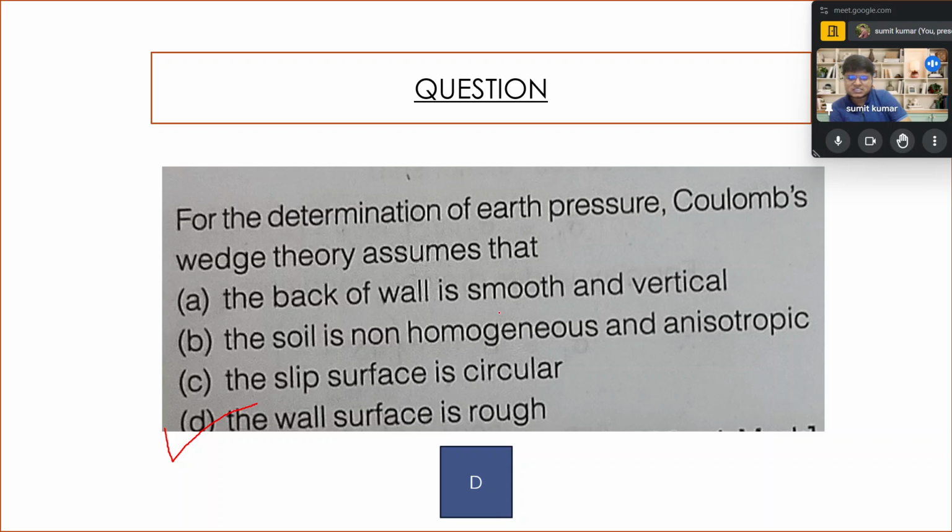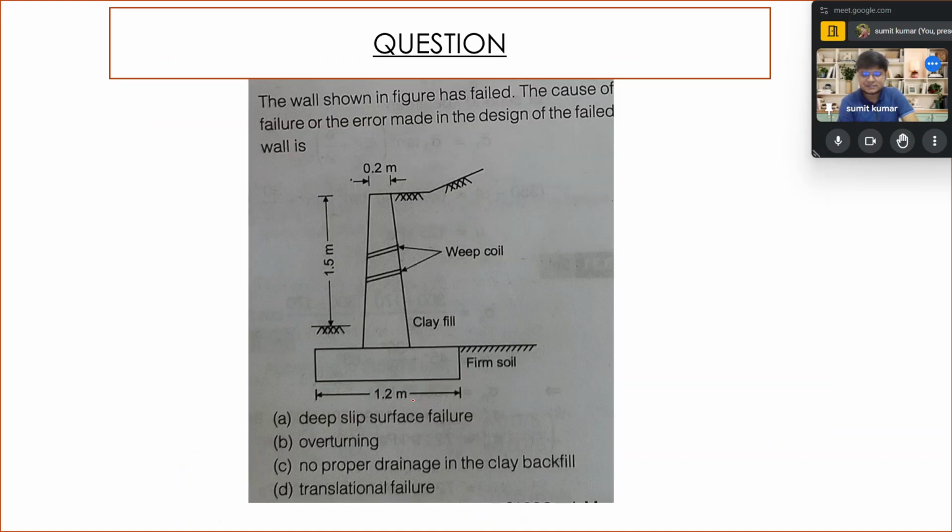When we say the wall is smooth and vertical, this is wrong because the wall is not smooth, it is rough. Soil is non-homogeneous and anisotropic is also wrong; soil is homogeneous and isotropic. The slip surface is not circular; I think it is log spiral. I don't remember exactly, but I remember. So we have the answer, that the wall surface is rough, which is eliminated when we talk about the Rankine theory. For the Rankine theory, wall surface is rough is the wrong answer. So this is a simple problem.